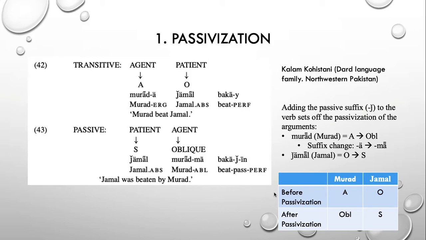Here's another example from Kalam Kohistani. In this one, you can see that there is a passive suffix, j, which is added to the verb that causes the passivization to occur. This leads to the transitive subject, murad, to become an oblique, which causes also the object to become an intransitive subject.